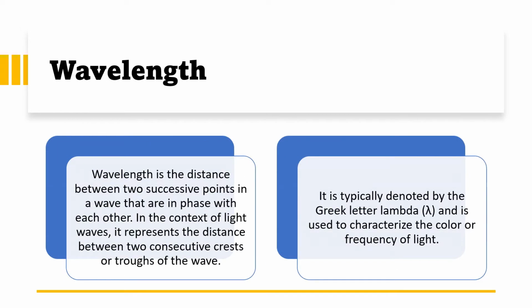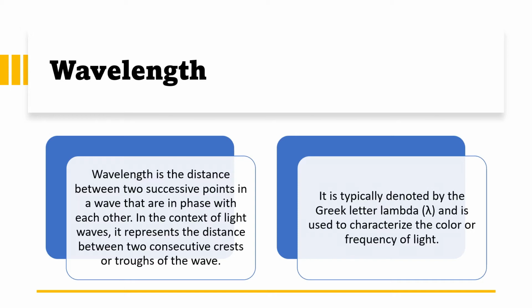Wavelength is the distance between two successive points in a wave that are in phase with each other. In the context of light waves, it represents the distance between two consecutive crests or troughs of the wave. It is typically denoted by the Greek letter lambda and is used to characterize the color or frequency of light.